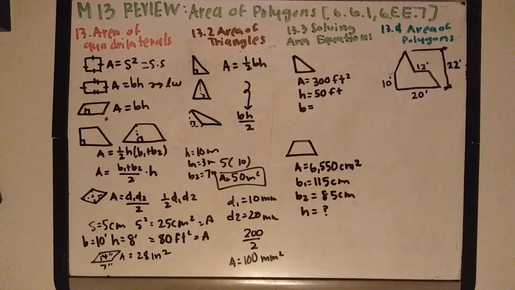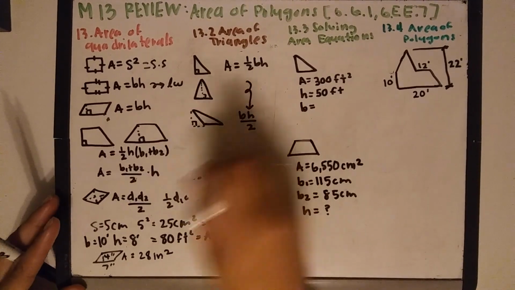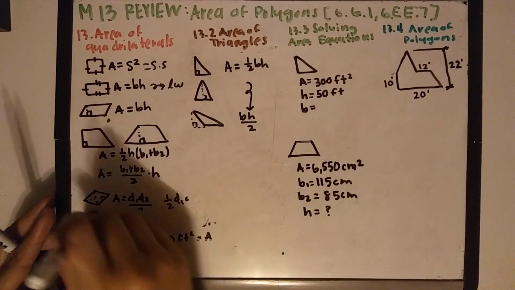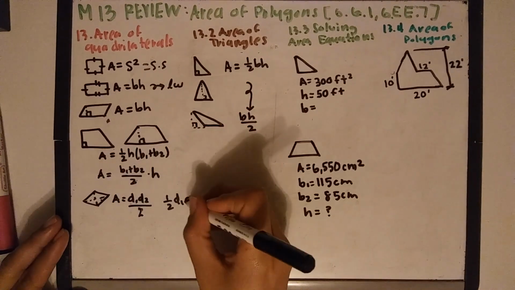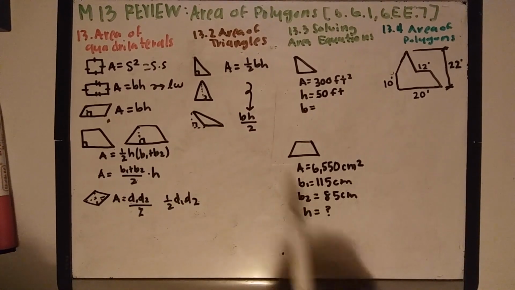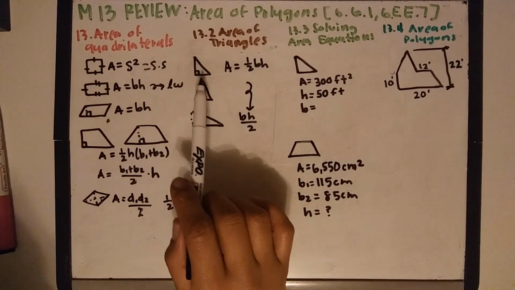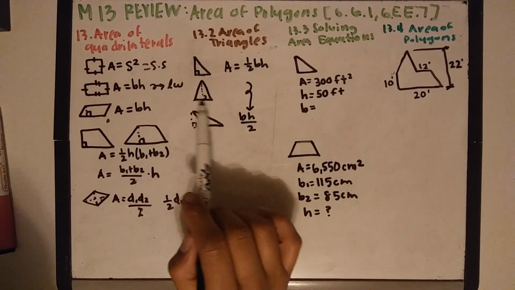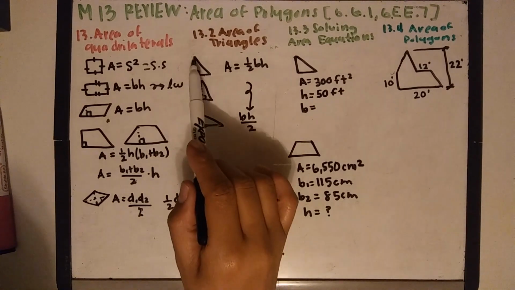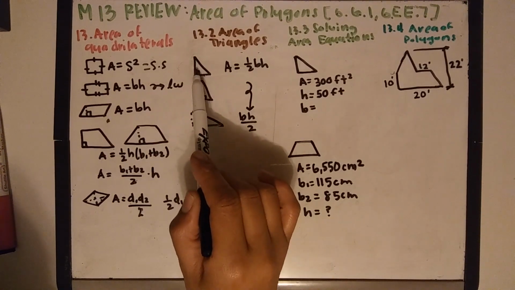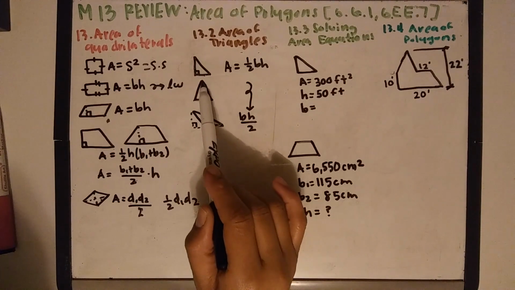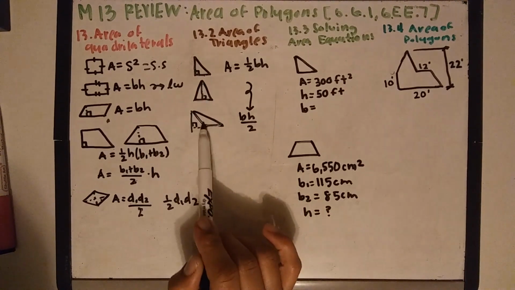Okay, let's get to the triangle. Triangle is base times height divided by 2, or also written as 1/2 times base times height. Make sure that you know that this is your base, but then remember the height has to be from the top to the base, perpendicular. So this is my height, this right here is my height, and this is my height. Know this or know that.